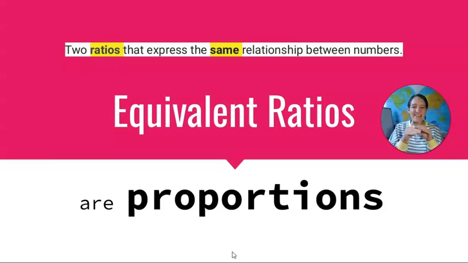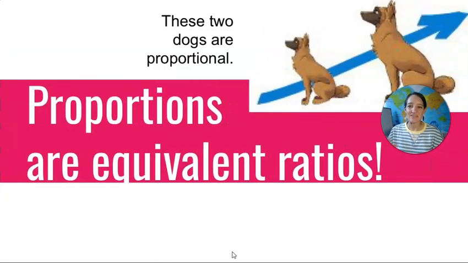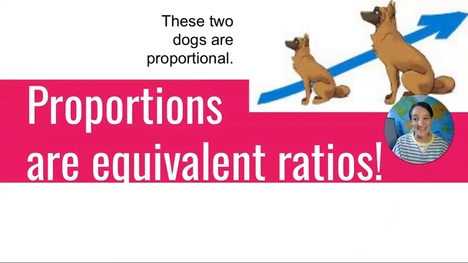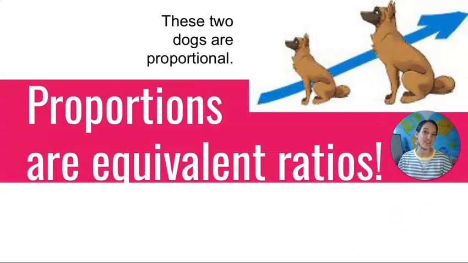They might not be equal to each other, like 1 to 2 is equal to 1 to 2, but they have the same relationship. Let me give you kind of a visual of what we're talking about today. These two dogs are proportionate. They're not the exact same thing, right? One dog is bigger than the other, but they still look the same.